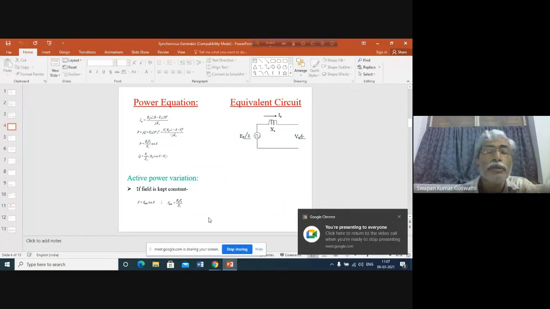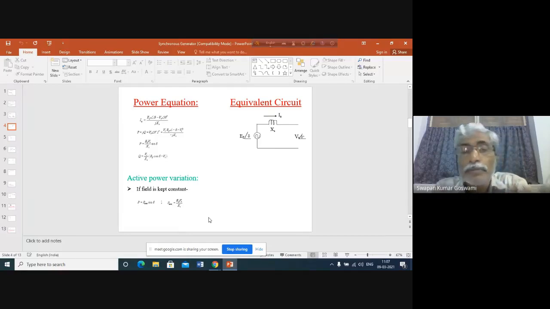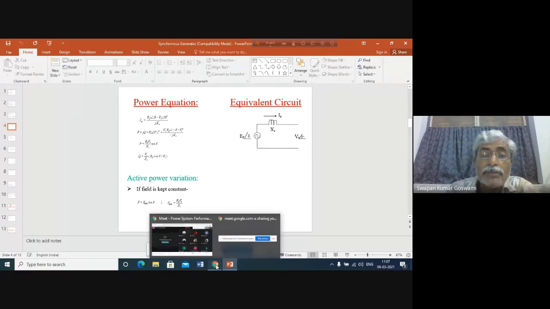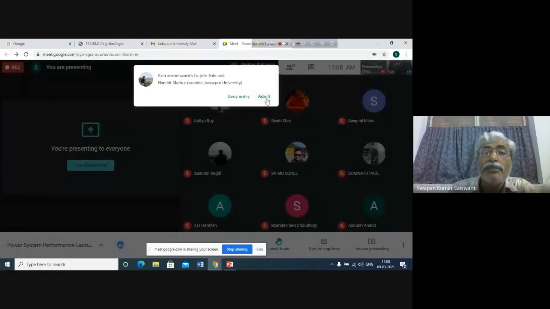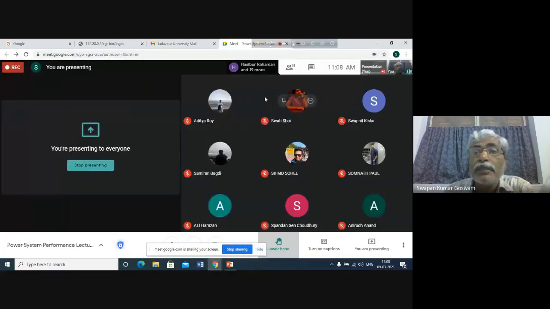Why are we attempting to control active power? Why were we interested to actually see how frequency, active power and reactive power may be controlled? Because by actually controlling the active power you can control the frequency, because frequency control depends upon the balance between the active power generation and active power load.